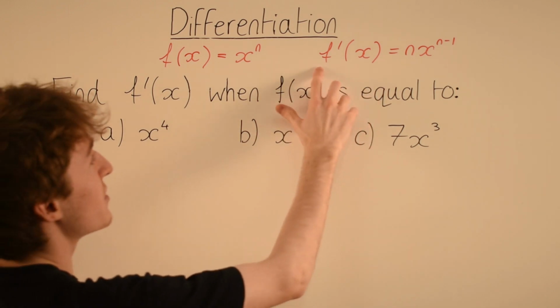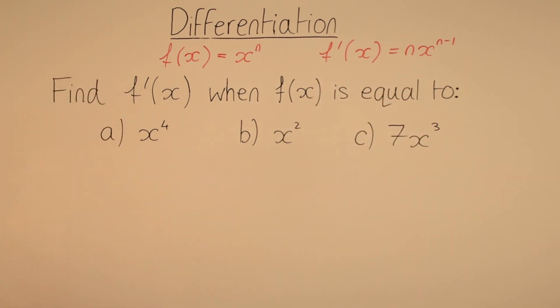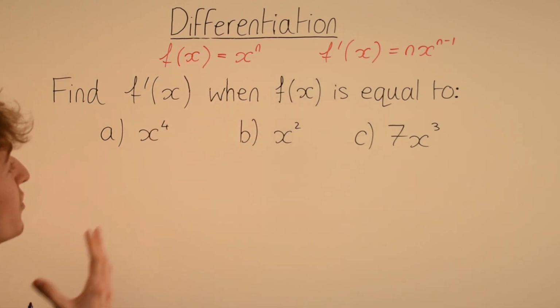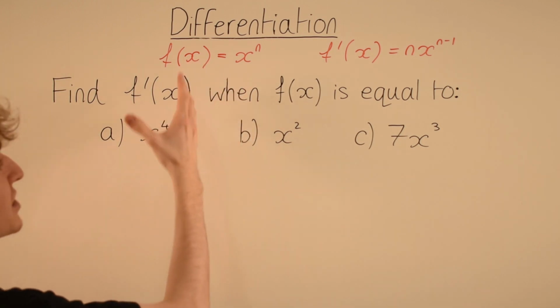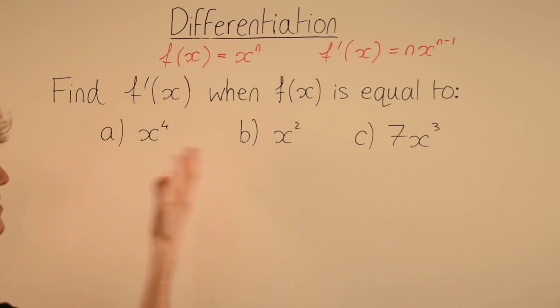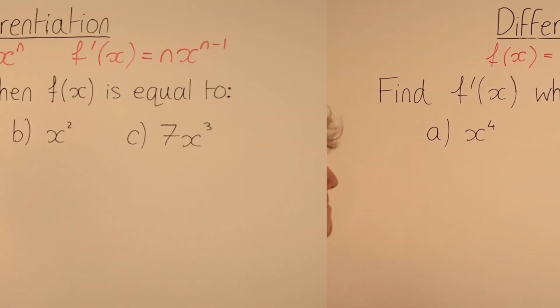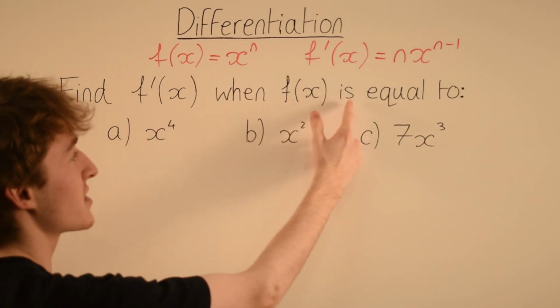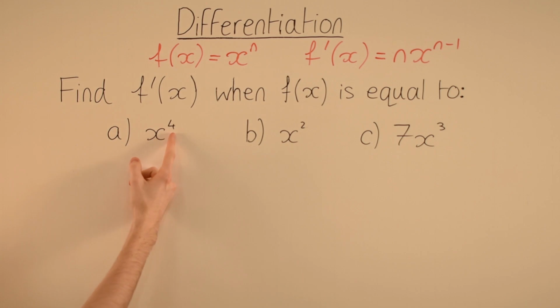It turns out the derivative is very useful if we want to find the gradient or the steepness of the function. But in this video, we're just going to look at how to calculate the derivative given different examples of f of x. So let's get started. In this first example, we've been asked to find f dash of x when f of x is equal to x to the power of 4.